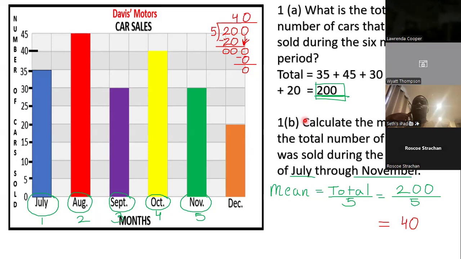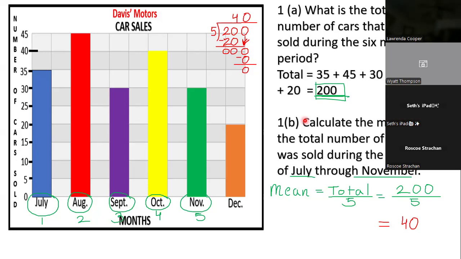Now, in order for us to find the mean, what is the formula that we use? Division. We have to take the total and divide it by what? By the number of months. Exactly. You have to take the total and divide it by the number of months that we have. And in this case, how many months do we have? 5. Okay. So that's how we do it.